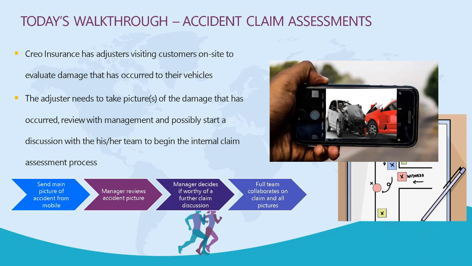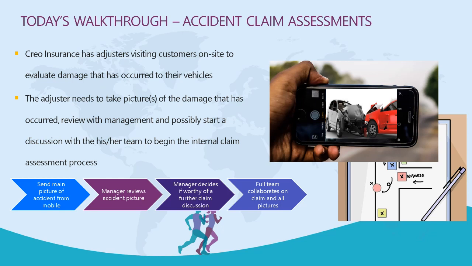We probably want to have some further pictures uploaded in our records, and we probably want to go through a further internal claim assessment process. So really the flow from a high level, what we're going to be going through today is the adjuster is going to send a main picture of the accident from their mobile phone. The manager is going to review the accident picture within Microsoft Teams. The manager is going to decide kind of if it's worthy of a further claim discussion.